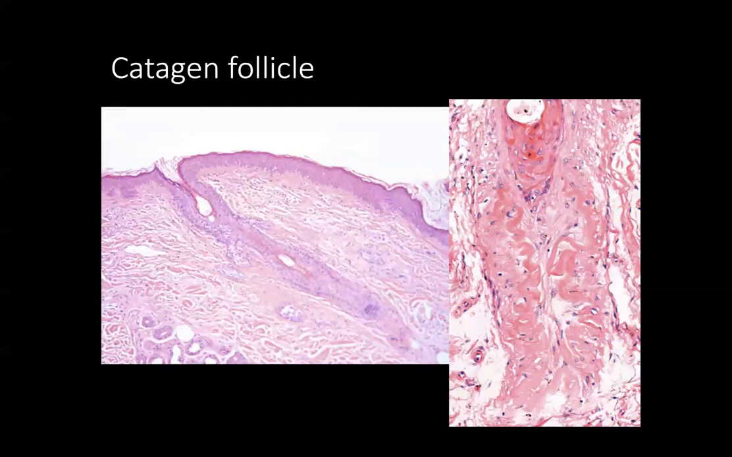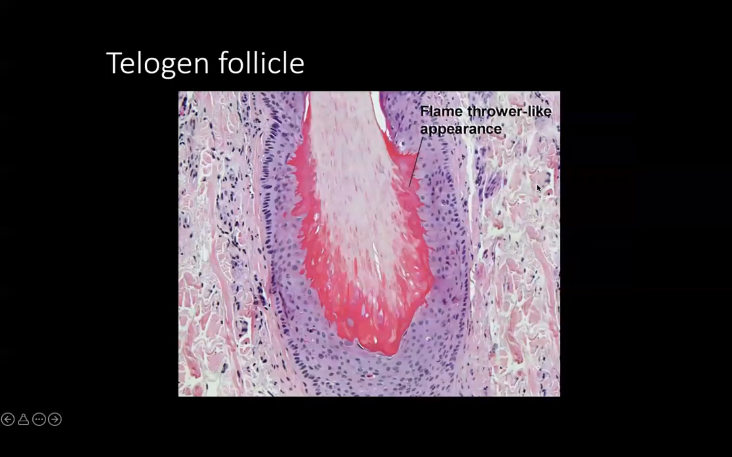Catagen hair follicle, just an example, as I mentioned. You see these brightly eosinophilic areas that are undergoing apoptosis. And here's a telogen follicle. This is taken from Dr. Elson's textbook, but you can see the nice flamethrower appearance down here, which, depending on the level of where this is at, could be representative of a catagen or a telogen, just depending on what level you're cutting into. But this typically is representing some active transition and active apoptosis that's happening among the hair follicle cells.